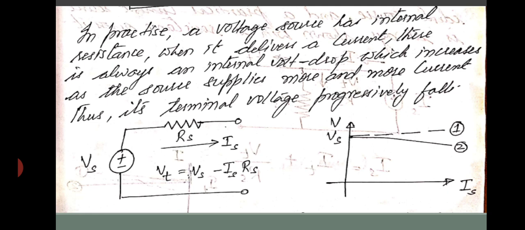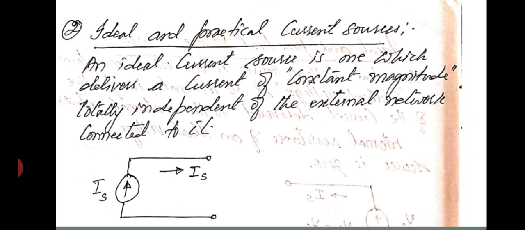We'll have a similar fashion with respect to ideal and practical current sources. An ideal current source is one which delivers a current of constant magnitude, in the same fashion as we had seen in the case of the voltage. Here also, in the case of current, it is a current of constant magnitude, totally independent of the external network connected to it. In the same diagram, the abbreviation stated for the current is the arrow mark, and the arrowhead shows you the flow of the current, and there aren't any kind of losses. This is what we assume. This is our assumption with respect to ideal sources.